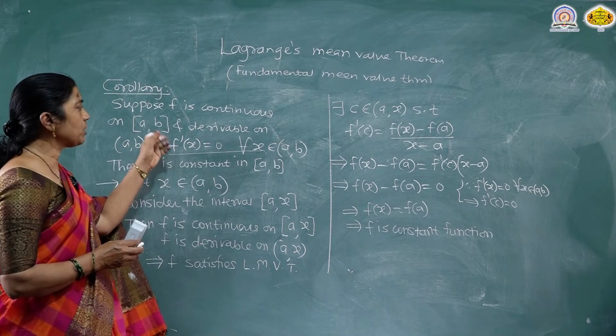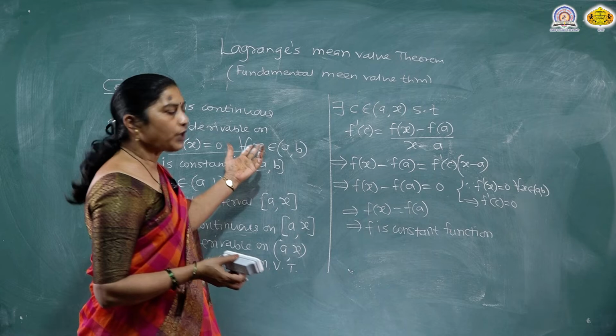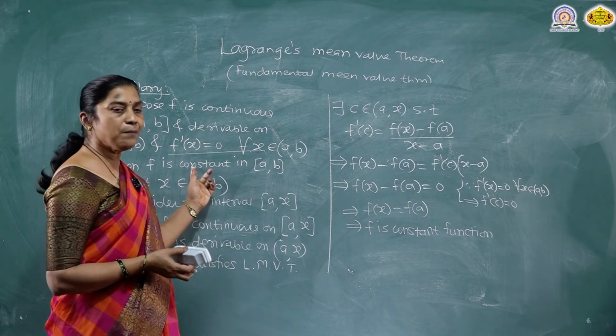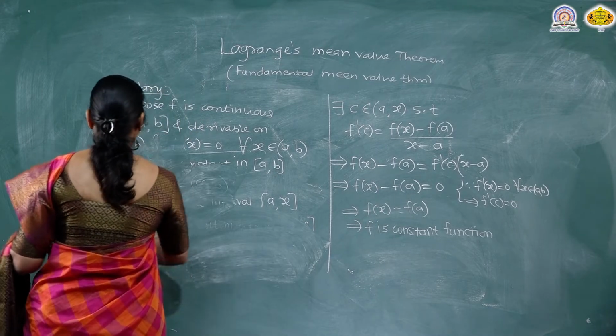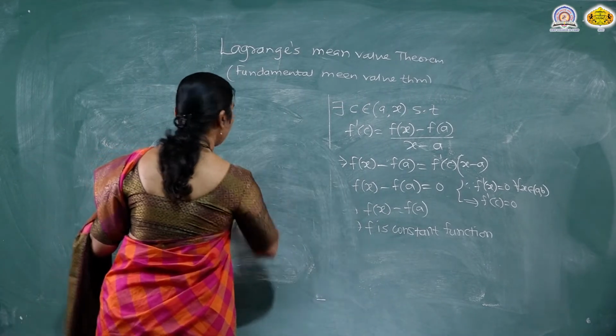So this is one of the consequences of Lagrange's mean value theorem, that if for every point in (a, b) f'(x) is 0, then f becomes a constant function on that interval. Now let us consider some examples depending on this Lagrange's mean value theorem.